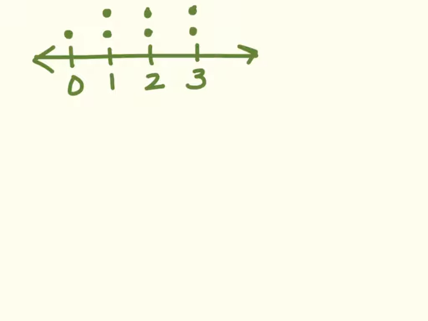Just as we did with mean, we're now going to learn to find the median of a data set using a dot plot. This dot plot shows the number of children in 7 families living in an apartment complex. Each dot represents 1 family. To find the median, we're going to count the dots to find the middle value. So there are 7 families altogether.